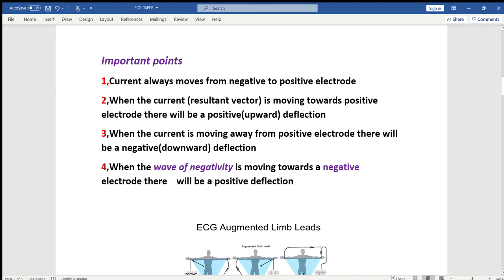Current always moves from negative to positive electrode. The positive electrode is always a recording electrode. When the current or the resultant vector moves towards the recording, positive electrode, there will be an upward, positive deflection. When the current is moving away from the positive electrode, there will be a negative or downward deflection. And the last one is very important for the T wave. When the wave of repolarization is moving towards the negative electrode, again there will be a positive deflection. So a wave of repolarization or negativity moving towards the negative electrode gives a positive deflection.